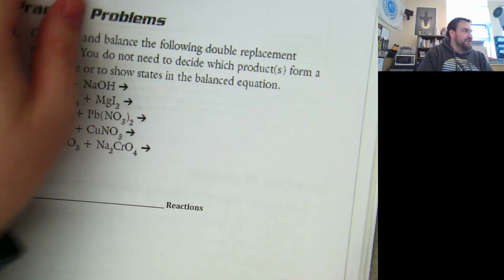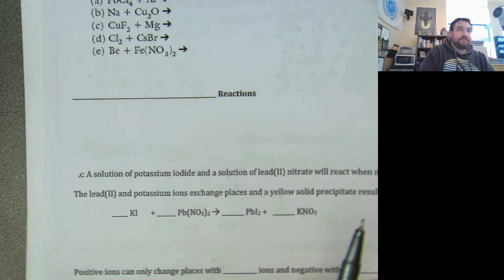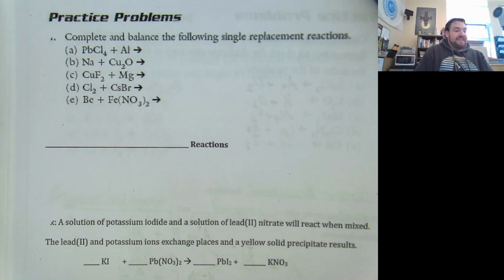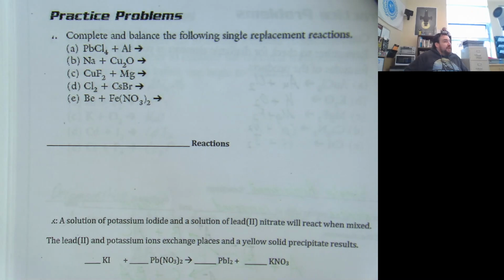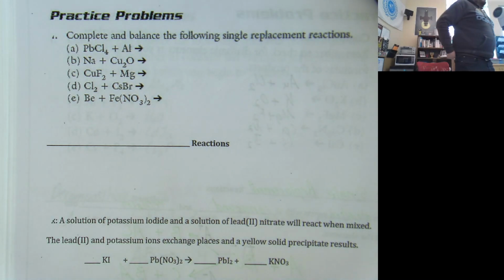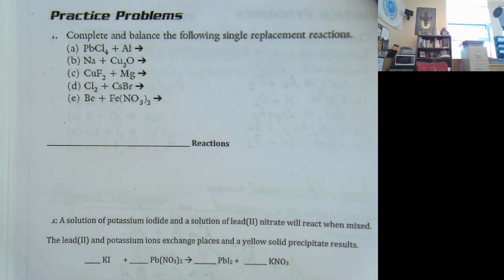I have 5 I want you to do. This is where things get more interesting. You have to figure out, is the singleton a positive or negative? What does it swap with? And then build the new compound properly using charges.